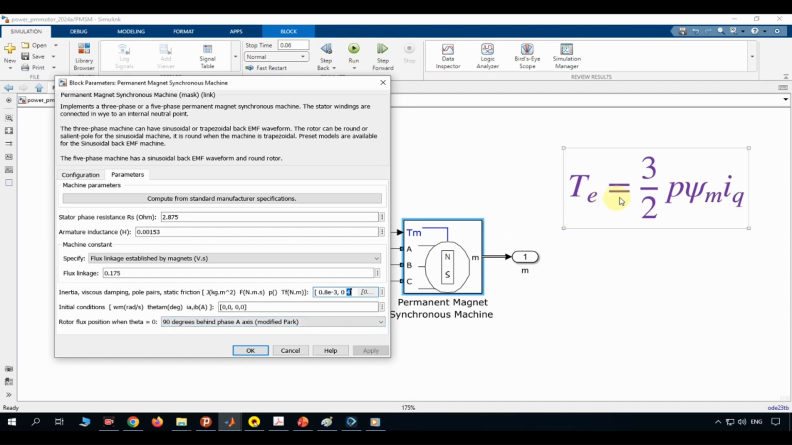From these numbers, we can also calculate the torque constant, 3/2 times the pole pairs times the flux linkage. That works out to 3/2 times 4 times 0.175, which equals 1.05 newton meters per ampere. So for every 1 ampere of Q-axis current, this motor produces just over 1 newton meter of torque. Finally, all initial conditions are 0. The motor starts from a standstill with 0 speed, 0 angle, and 0 current.